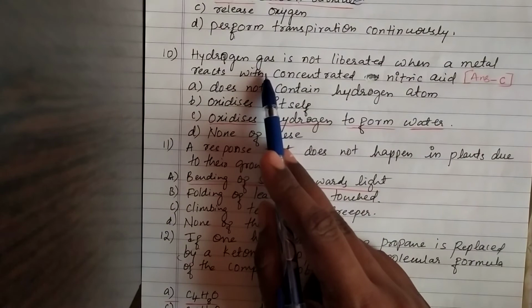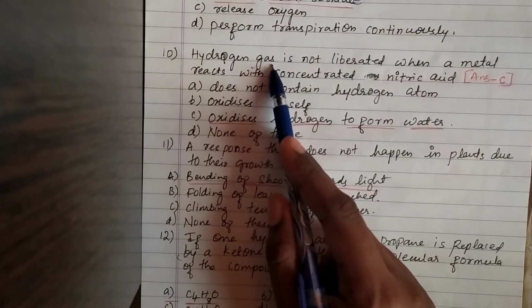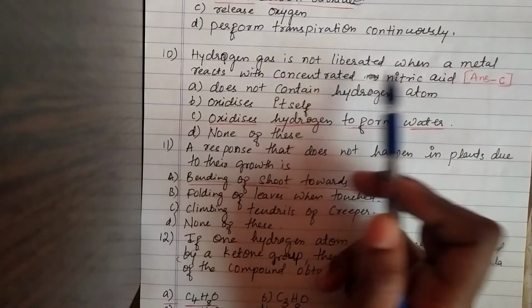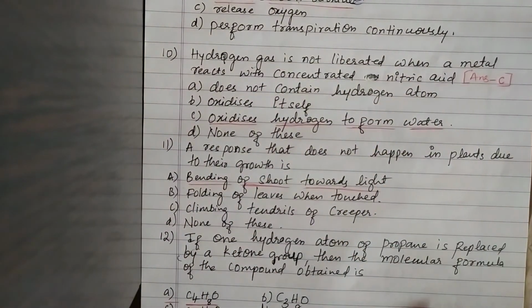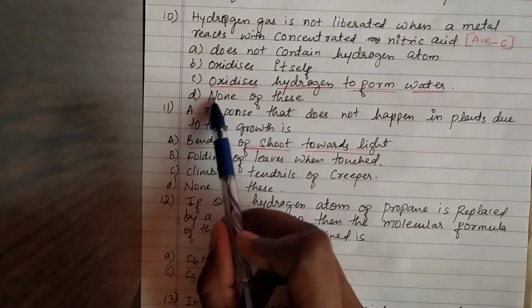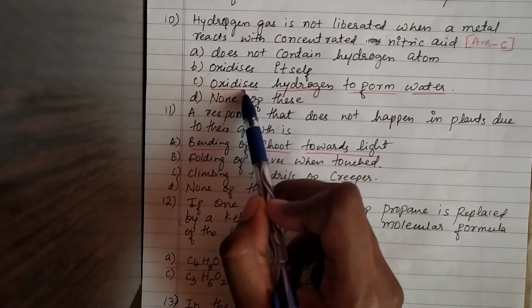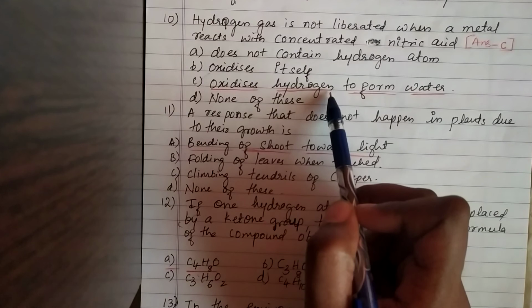That's your 10th question. Hydrogen gas is not liberated when a metal reacts with concentrated nitric acid. That's your question. And the answer to the question is option C, oxidizes hydrogen to form water. And so the option for this question is oxidizes hydrogen to form water. Let's continue the next questions in the next video.